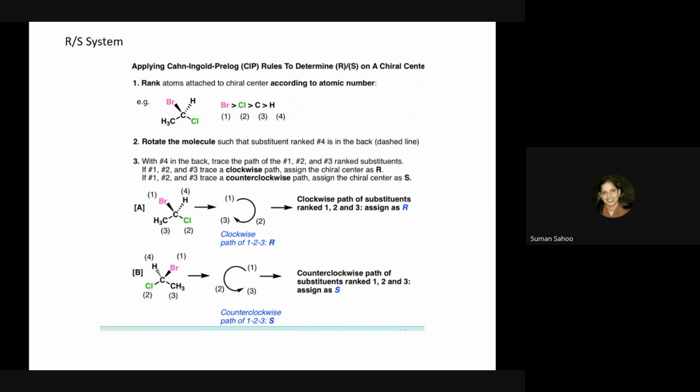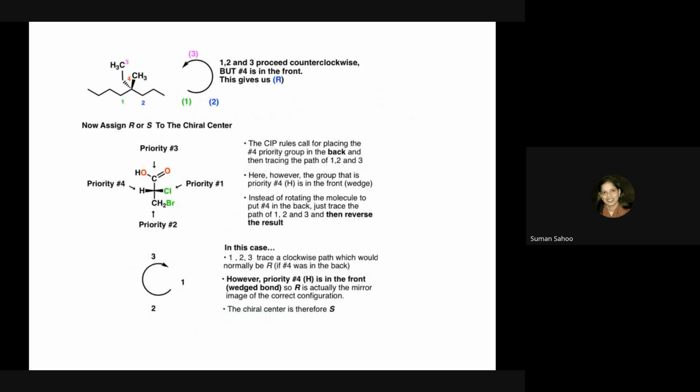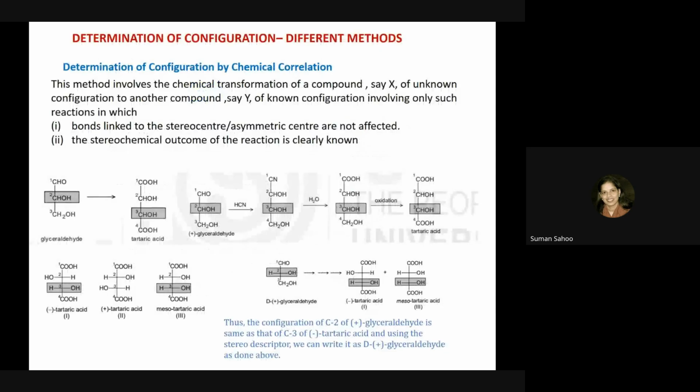Then you trace the path from first priority to second to third, and if the path traced is clockwise, that would be your R configuration. If the path traced is counterclockwise, that would be your S configuration. When your lowest priority group is not away from you, and it is on the solid line, then you just have to swap the result. If it gives R, then denote S, and if it gives S, then denote R. We have discussed it yesterday, so I am not going through the details again.